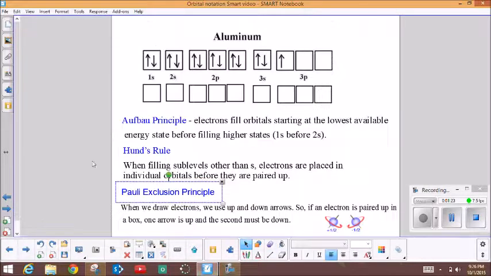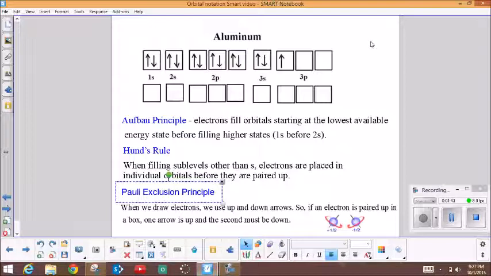To write a box notation, you need to know how many electrons you're going to distribute, but they distribute in the level and then the sublevel of the periodic table, just like we did for the electron configuration.